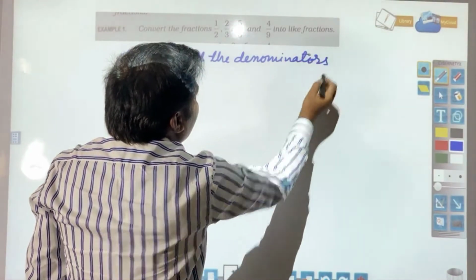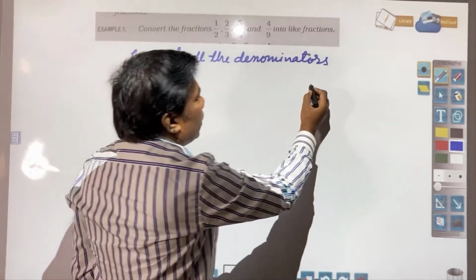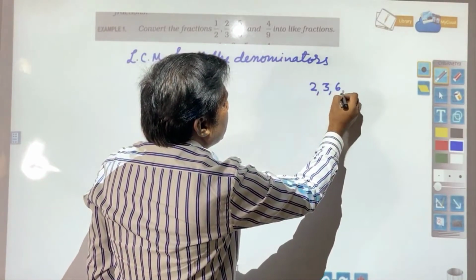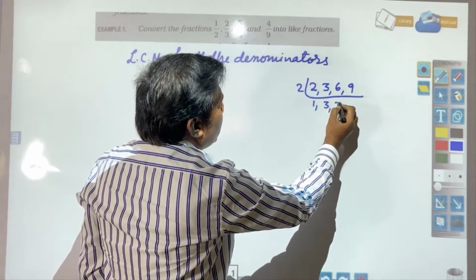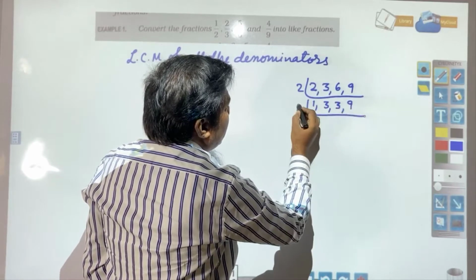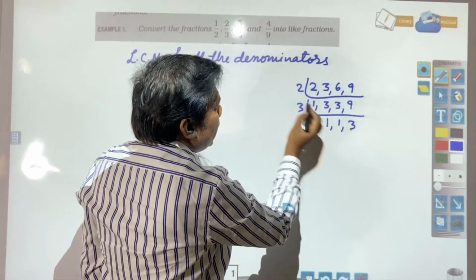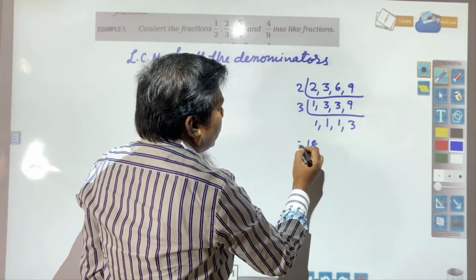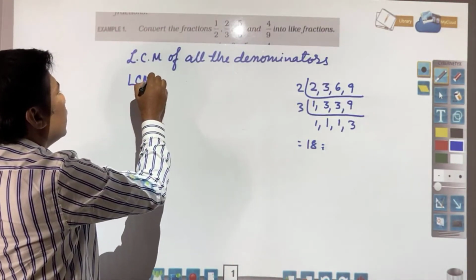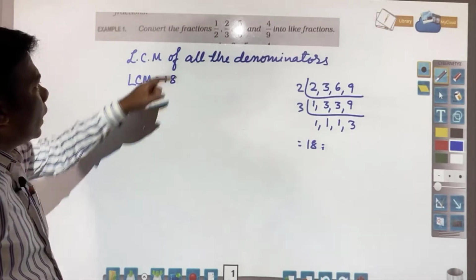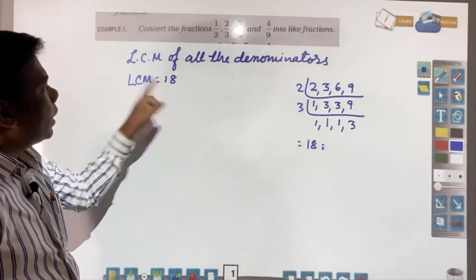So here, if you are finding the LCM of 2, 3, 6, 9, what will you get? 2, 3, 6 and 9. 2 ones are 2, 2 threes are 6, and 9. Then you have 1, 1 and 3. 3 threes are 9, 9 twos are 18. So your LCM is what? 18. Now these fractions we will convert to denominator 18.